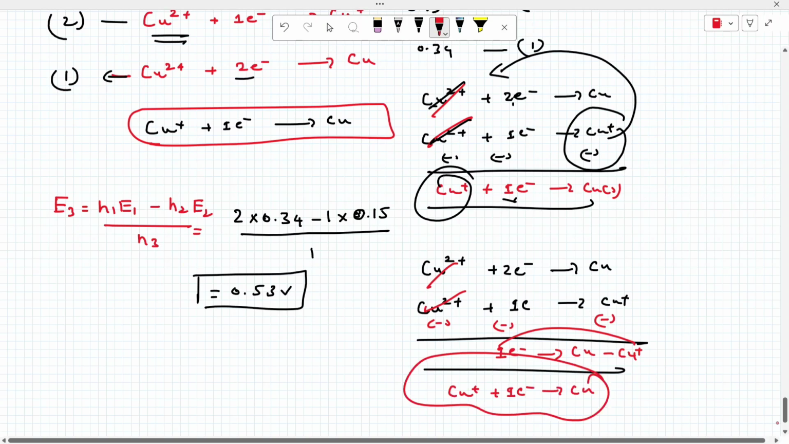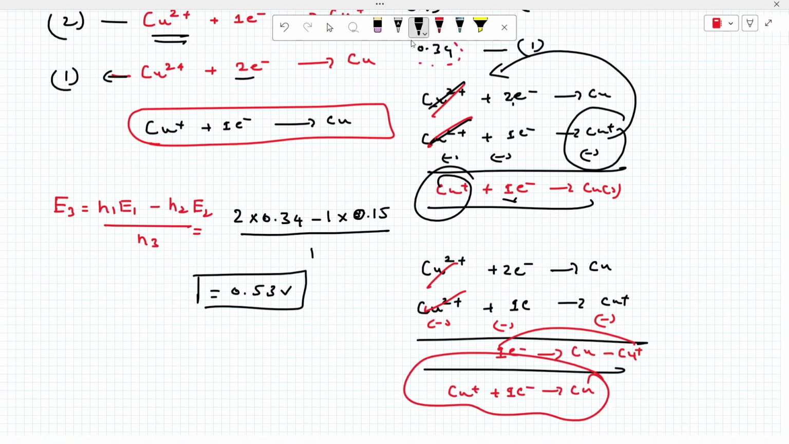If you reverse the reaction now, the E cell value also has to be reversed, right? That will be more complicated. You can also do it this way: if you reverse the cell reaction, we have to reverse the SRP value. That type also will get the same answer only.